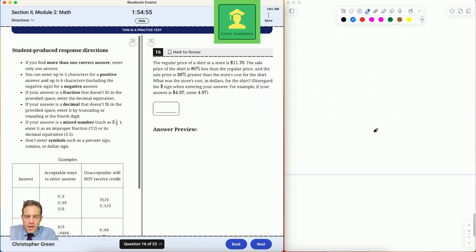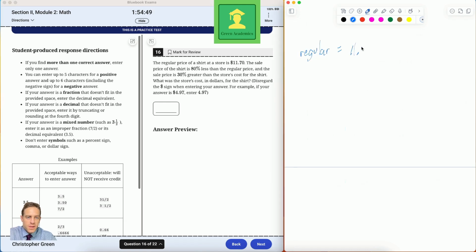The regular price of a shirt at a store is $11.70. I'm just going to write this a piece at a time. So regular equals $11.70. The sale price of a shirt is 80% less than the regular price. So that's 11.7 times 0.2. This actually gives $2.34.